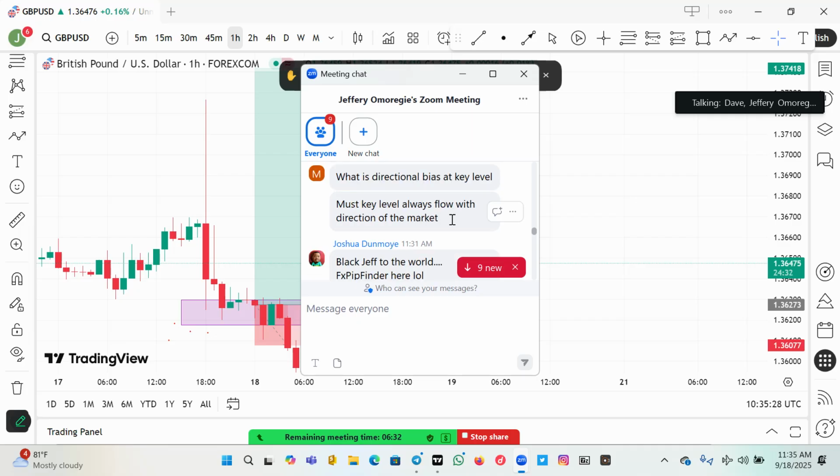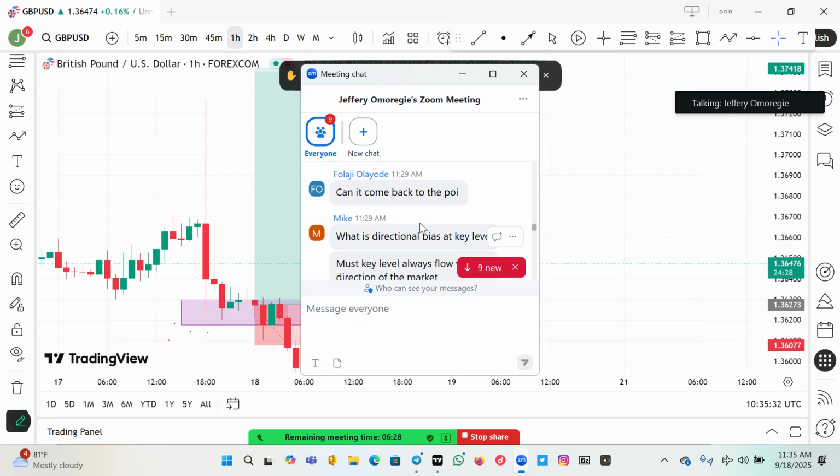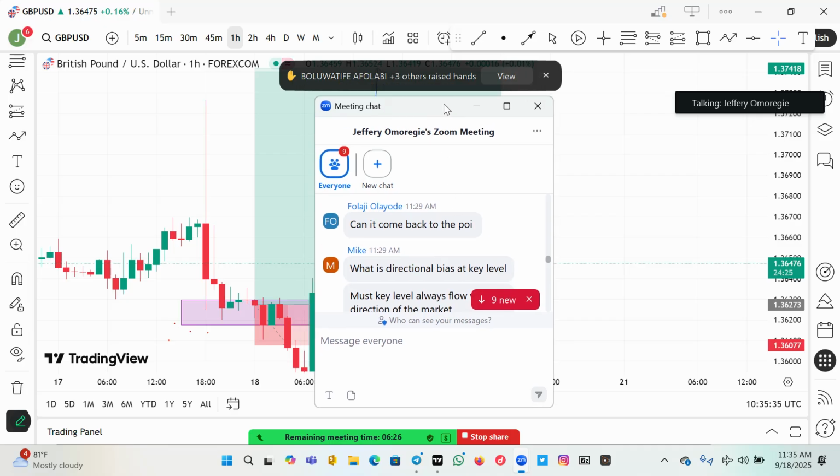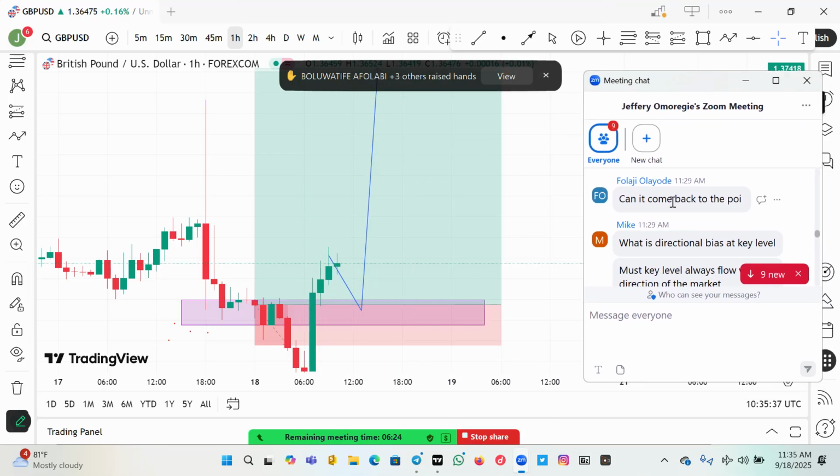All right. Key levels must always flow with the direction of the market. Yes, key levels must always flow with the direction of the market.